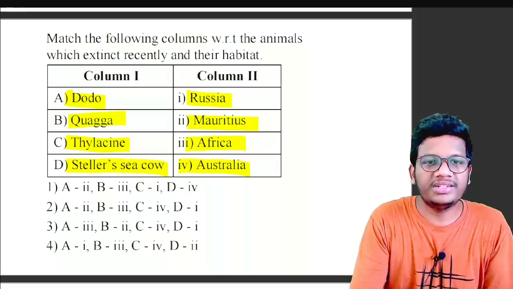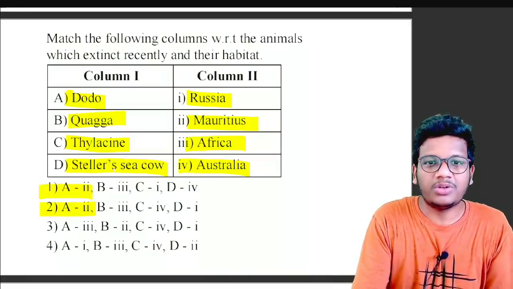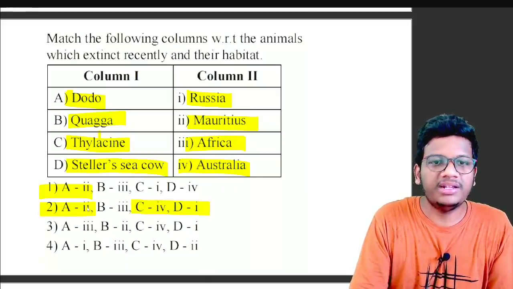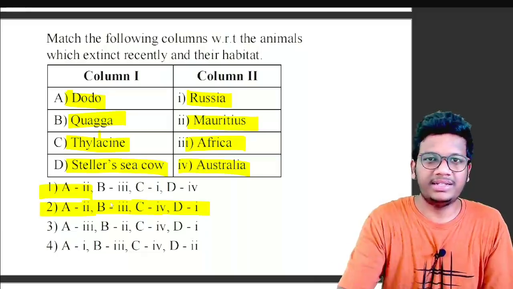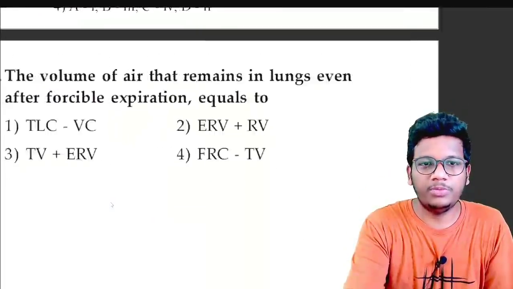So Dodo, Mauritius, A2. So A2 may be this. Dodo, Mauritius, Quagga, Africa, right? Then Thylacine, Australia. C should be 4 here. So my correct answer will be option 2 here. Steller's sea cow is your Russia. So okay, just remember it, very very important. Now guys, with this we move on to the next question.